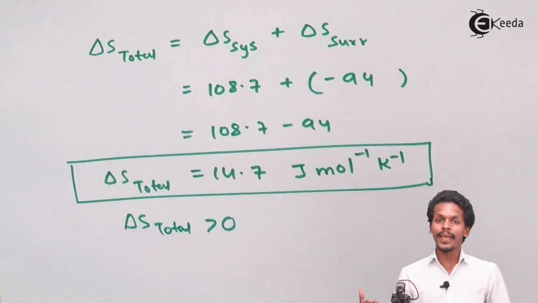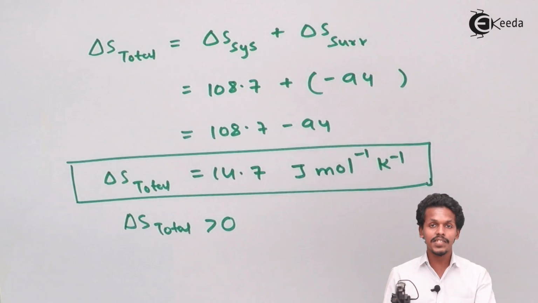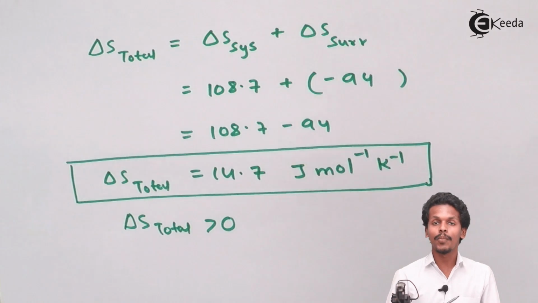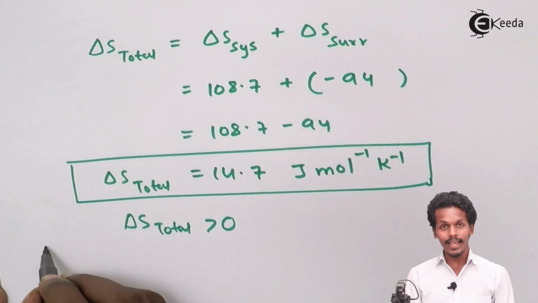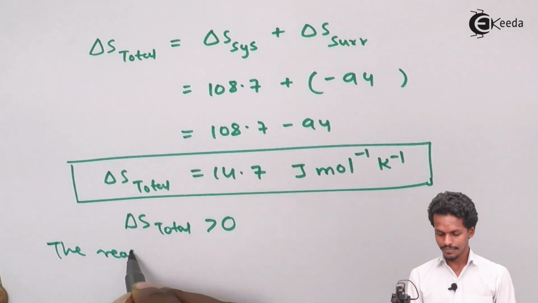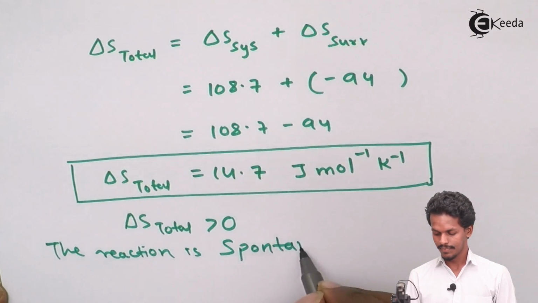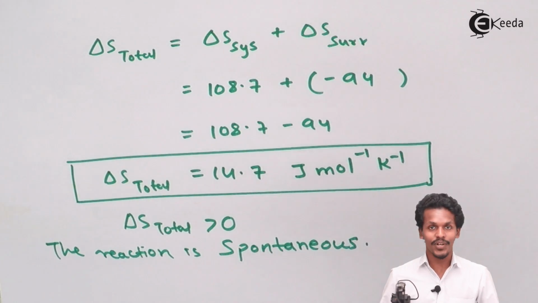So not only do we have to detect whether the spontaneity of the system is positive, we also have to check the total spontaneous process, that is, whether the total change in entropy is positive or not. And if that is positive, only then can we declare that the reaction is spontaneous. So I will write it as: the reaction is spontaneous. So this is how we predict whether the reaction is spontaneous or not.